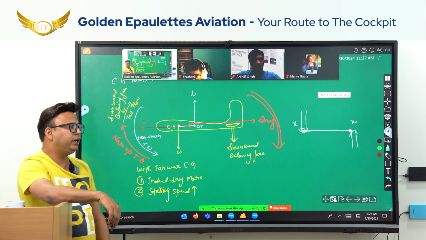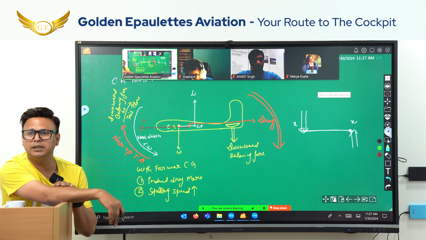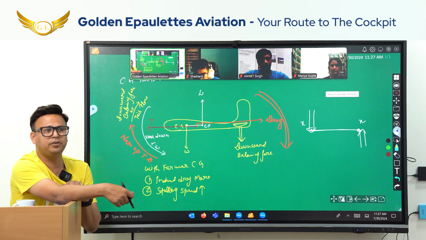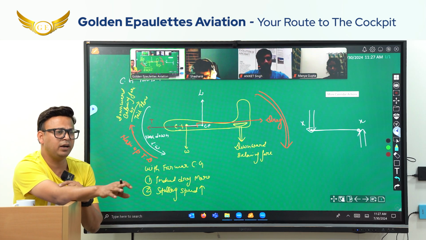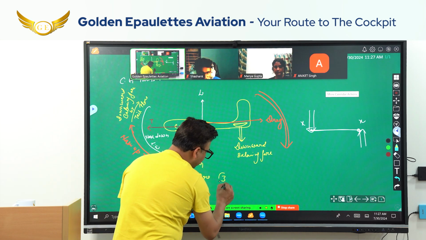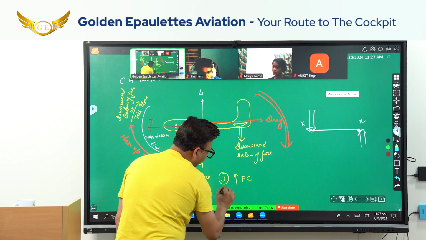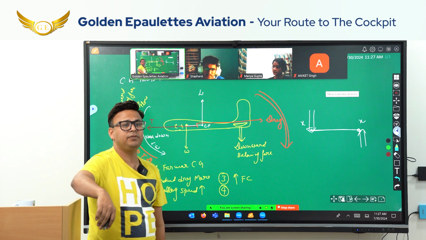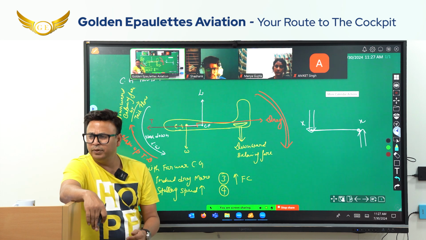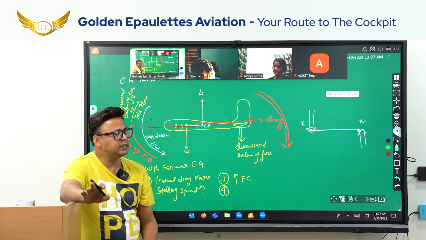Correct? If your induced drag is more, what happens to fuel consumption? ज़्यादा fuel consume करेगा aircraft because drag is anyway the cost to an airline. It's money. So your induced drag is more means your fuel consumption is more. If your fuel consumption means the fuel consumed per hour is more, then what is the endurance of the aircraft would be? Yes. What is endurance?